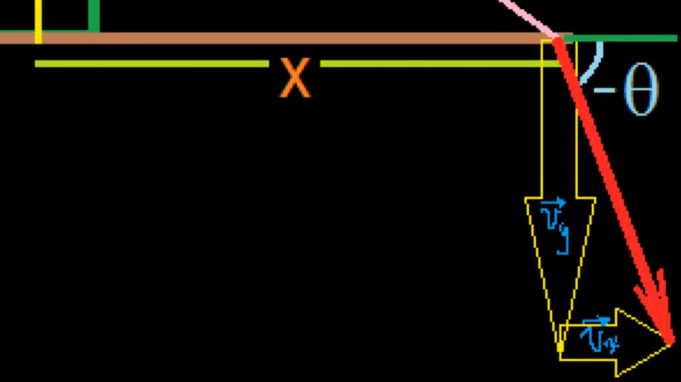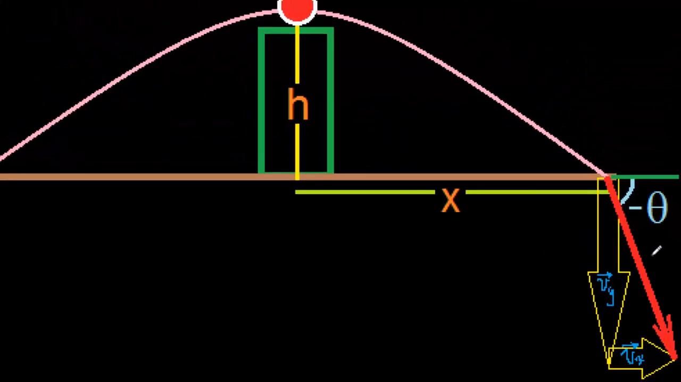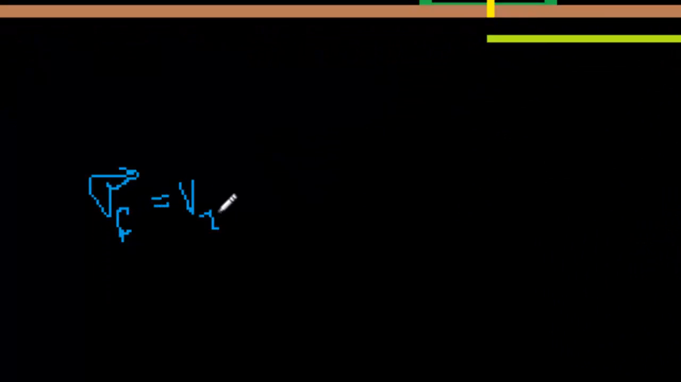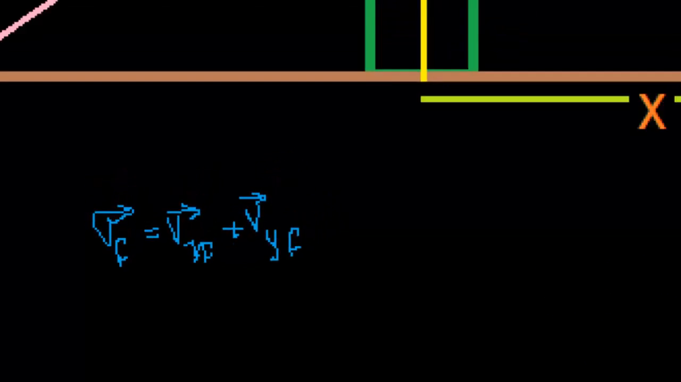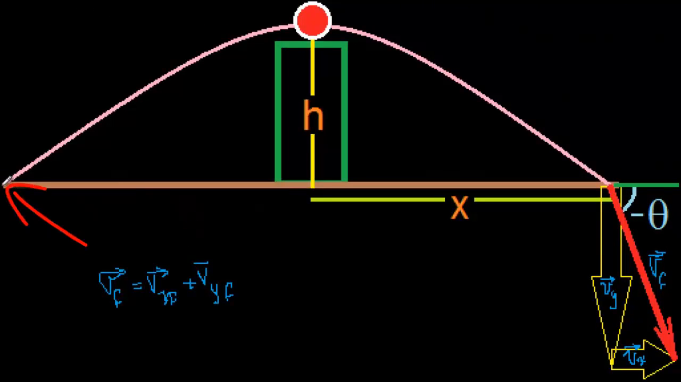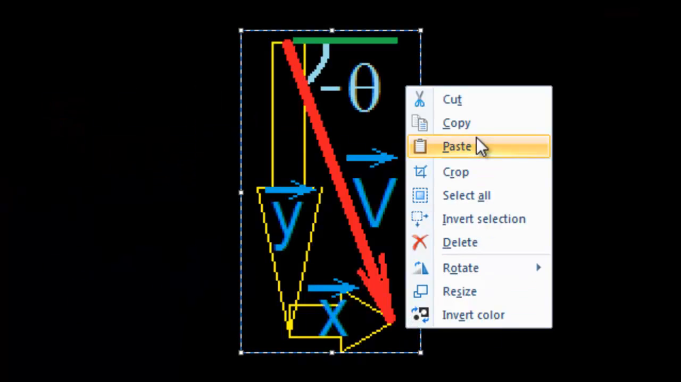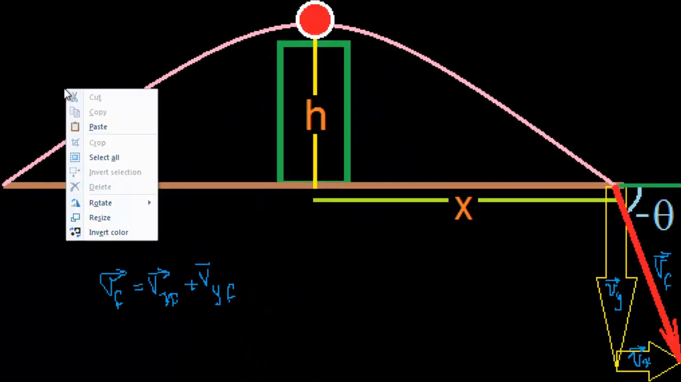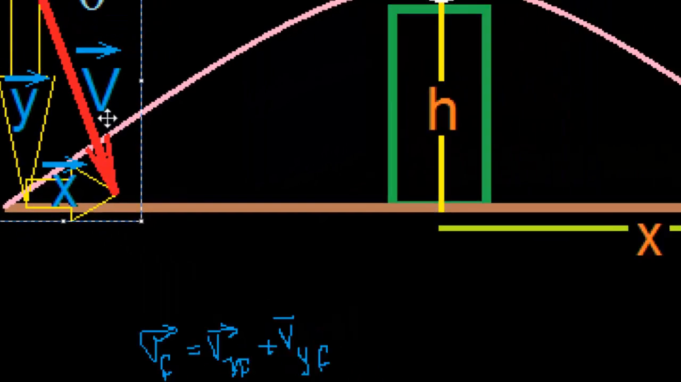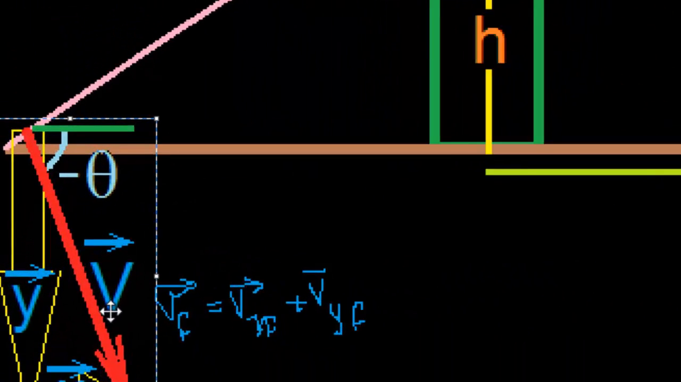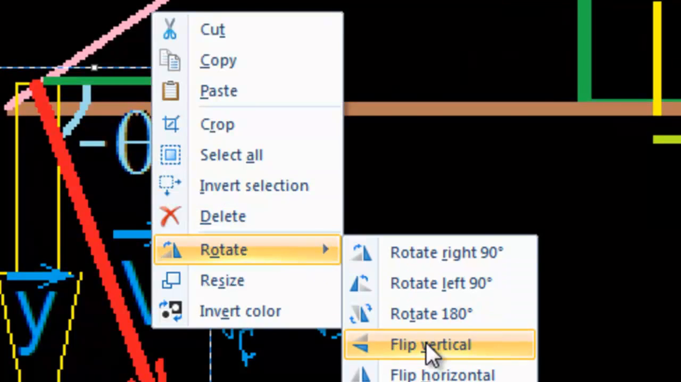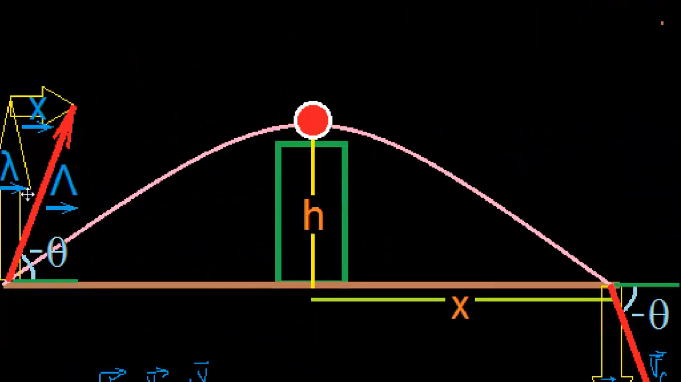The final velocity vector right before the object hits the ground, V final equals Vx final, also a vector, plus Vy final. We need to know the initial vector. If we were to launch the object at this point, since it's symmetric, it should resemble it somehow. Let's copy and paste this vector and see how we can make it fit here. It looks like it has to be flipped vertically. Let's rotate it vertically and it would fit right here.